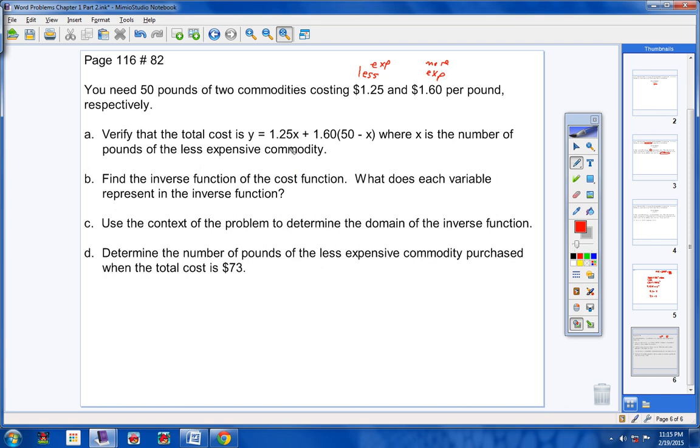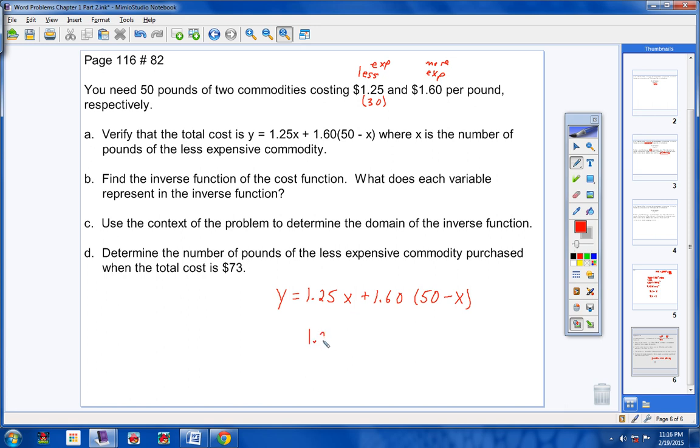Now, there's many ways to do this, okay? What I would like to suggest to you, if you're going to verify this, is just simply put in some numbers and see if you get out the right answer, okay? For example, let me show you what I mean. It says right here that x is the number of pounds of the less expensive commodity. So, let's just make something up. Let's say we have 30 pounds of the less expensive commodity. So here we go, we're going to put 30 in for x.